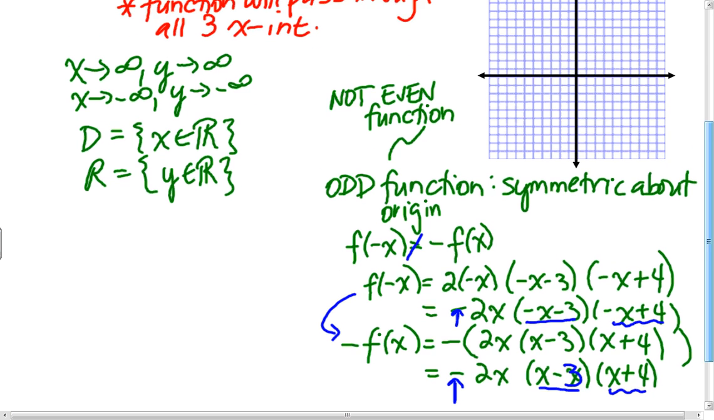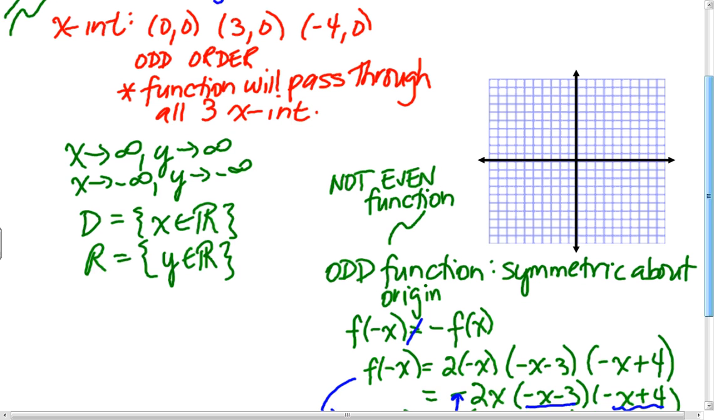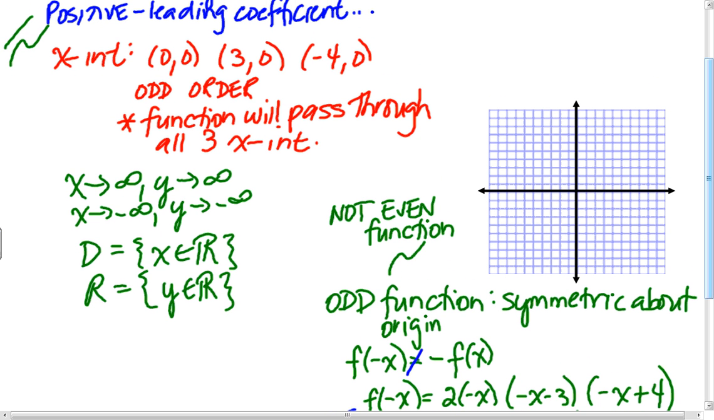Okay, let's draw it from what we know. We know the end behavior. We know the x-intercepts and that they're of odd order and the function will pass through them. So we have an x-intercept there, and at 3, and at minus 4. We know that the function will do this from my end behavior, and that my function will pass through them. So we know that it somewhat looks like that.